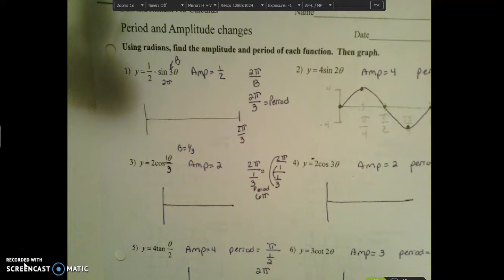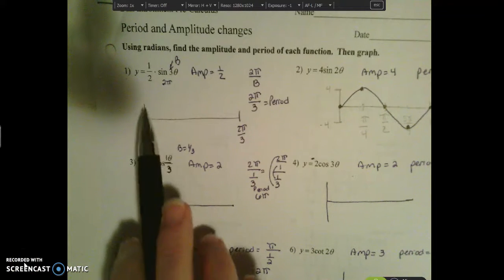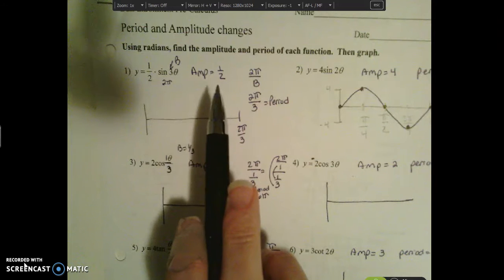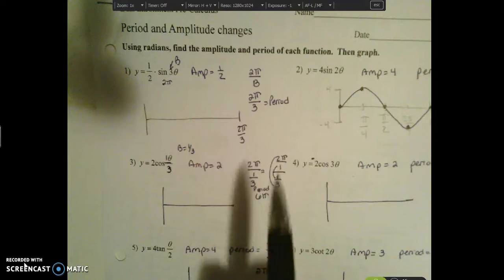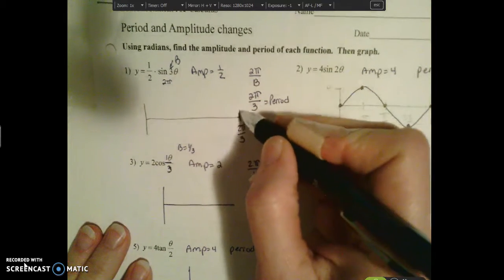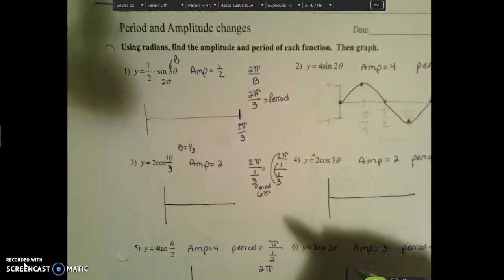Alright, so we're going to look at some more of these problems. So in this first one we talked about, it has an amplitude of 1/2 and a period of 2 pi divided by 3. So that means that my outermost point is going to be 2 pi over 3.